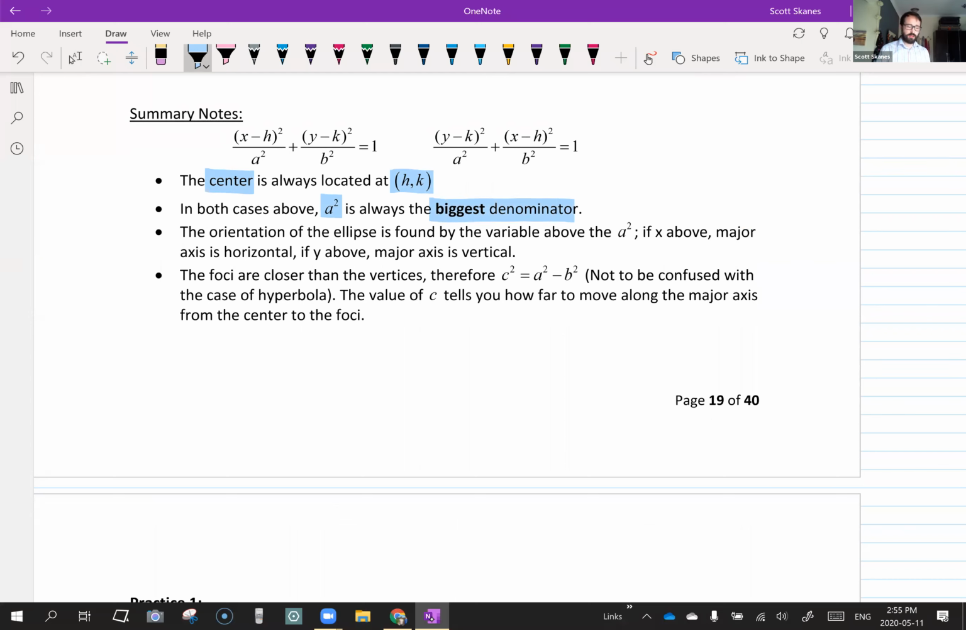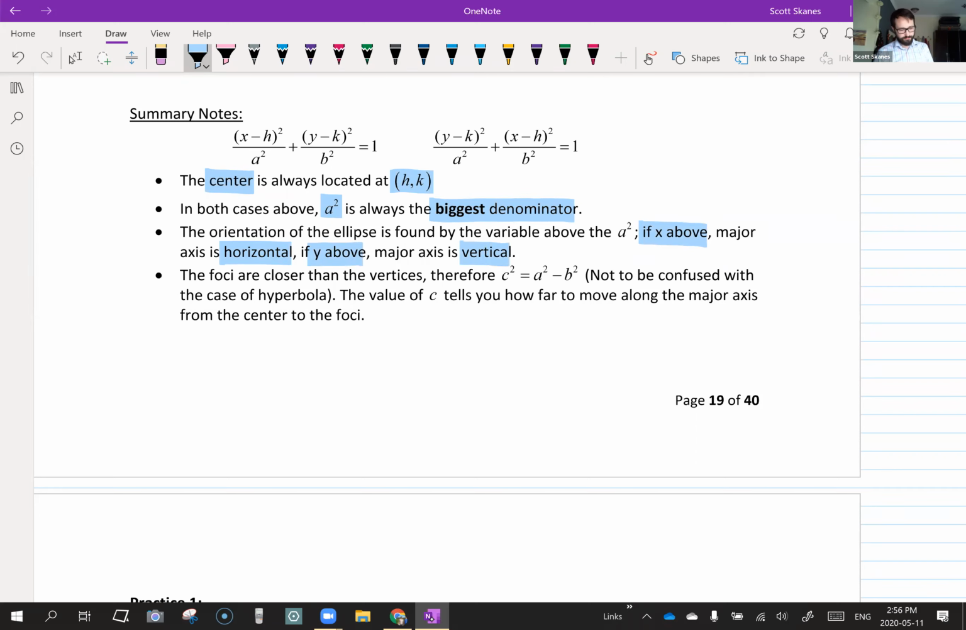Next, the orientation of the ellipse. The shape of the ellipse is found by looking at whatever is above a squared. If x is above the biggest number, it's going to be stretched in the x direction. If the biggest number is below the y value, it's going to be stretched in the y direction. So if x is above, it's going to be horizontal. If y is above, it's going to be vertical for the major axis.